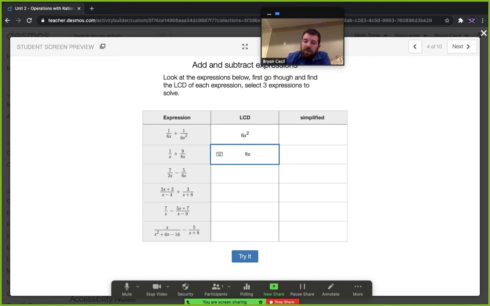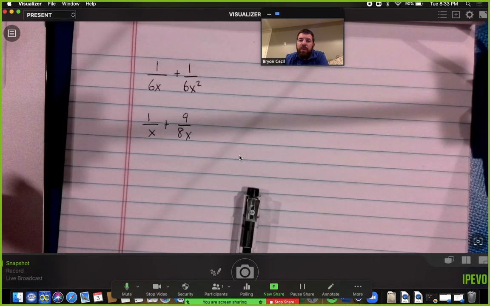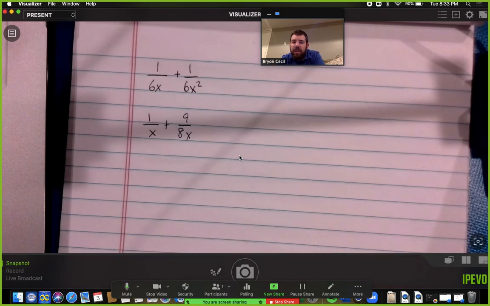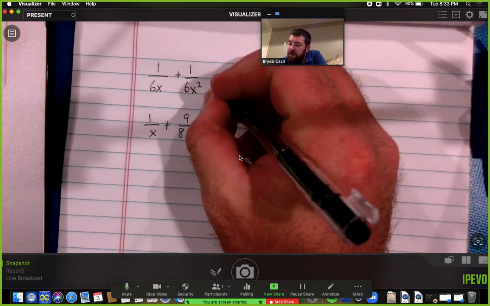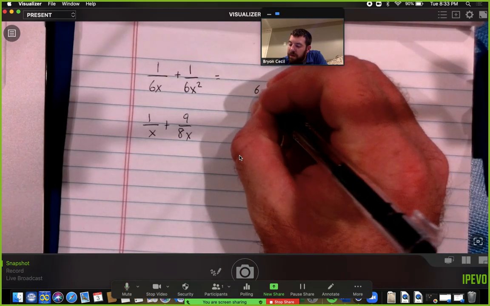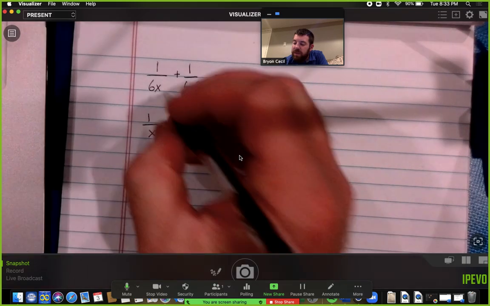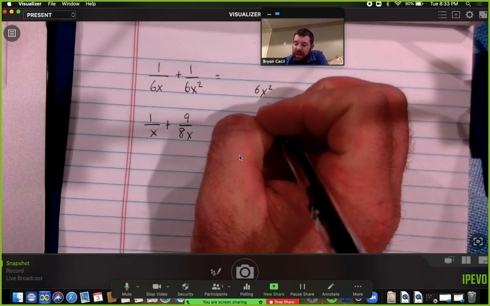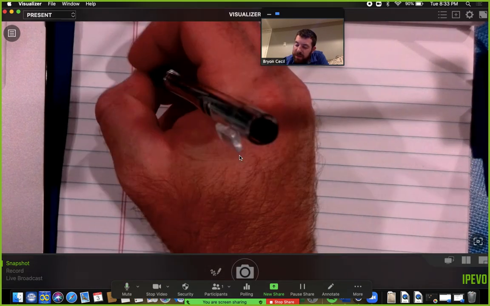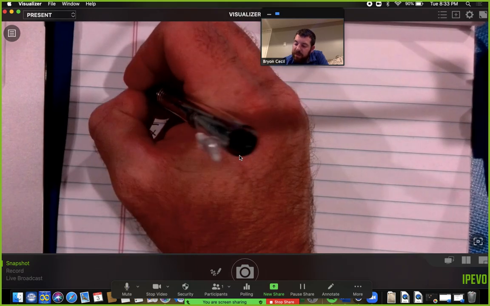Okay, so let's go ahead and swipe over, and here's what I have. What we said was that 6x squared is going to be our common denominator. Now the 6x, what did we take that to get 6x squared? We took it times x. So I'm going to take the top times x.